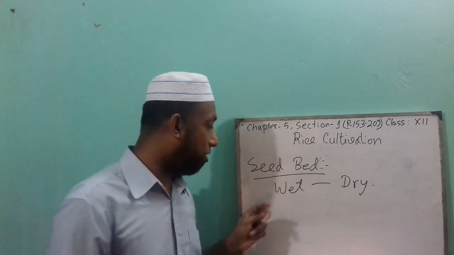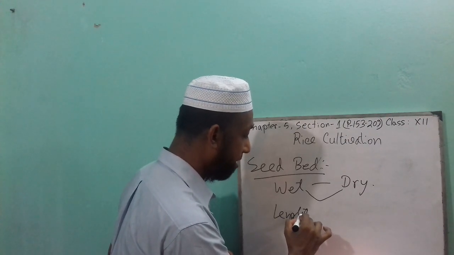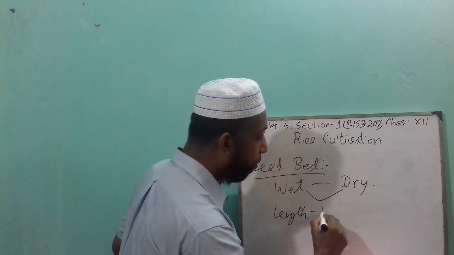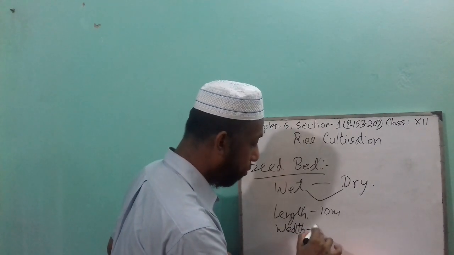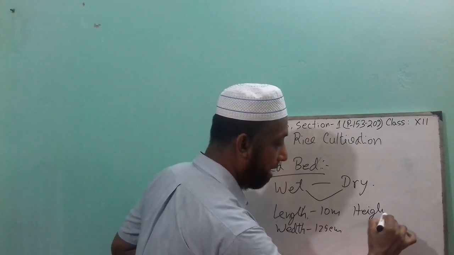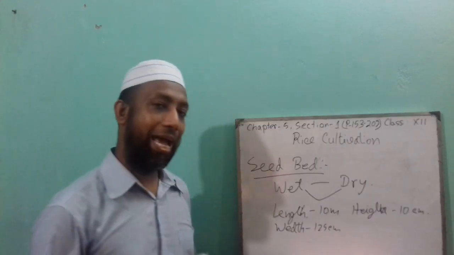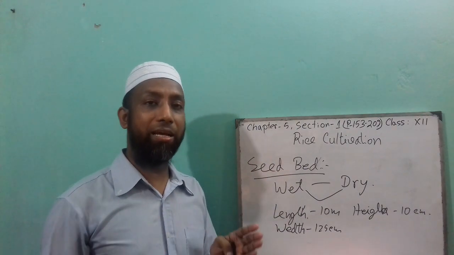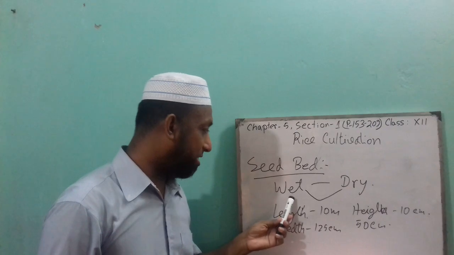And the ideal seed bed for both wet and dry seed bed is: the length should be 10 meter, and then the width should be 125 centimeter, and the height should be 10 centimeter. And in between two seed beds, the line space is 50 centimeter. This is the ideal size of a seed bed, wet seed bed and dry seed bed.